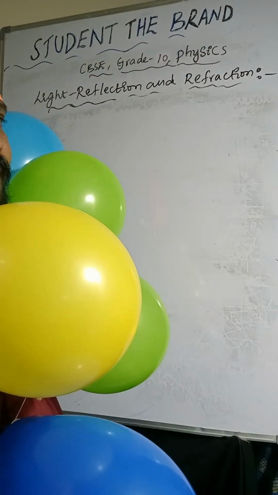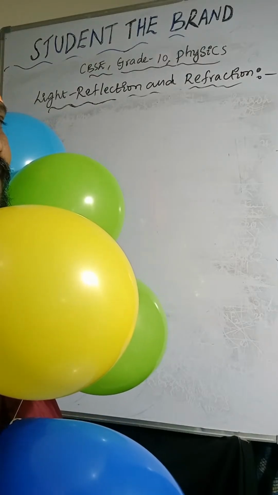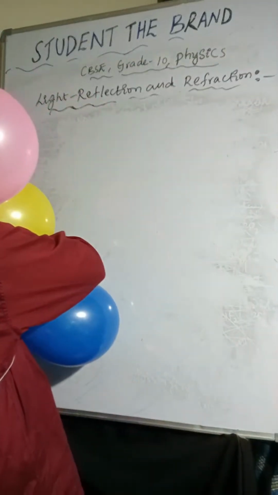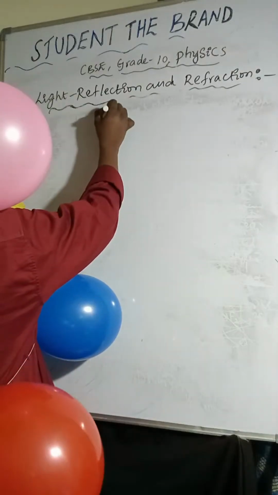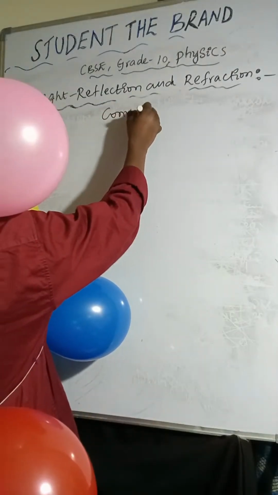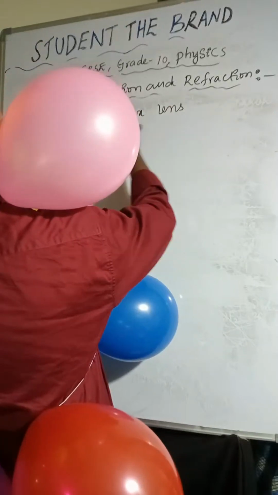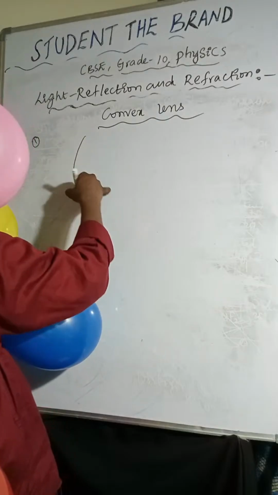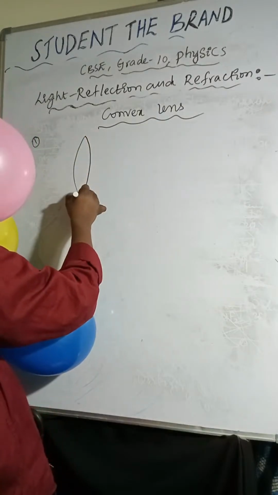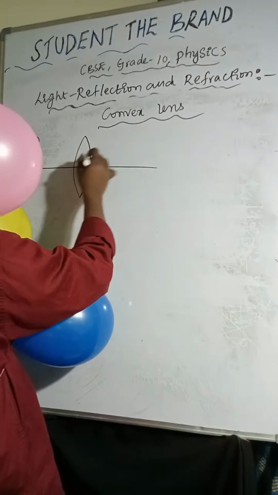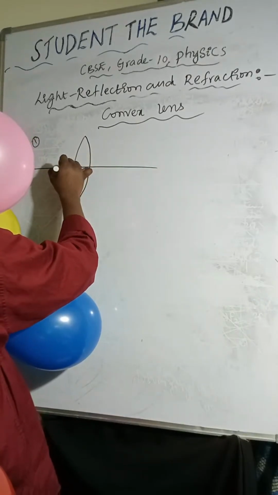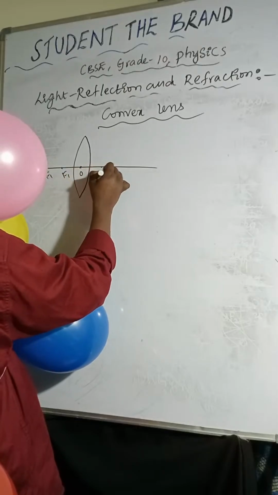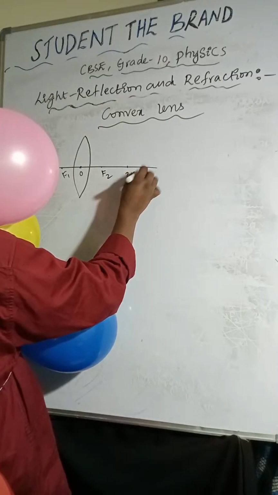Okay, so I will explain about image formations by convex lens. Image formations by convex lens. Convex lens. Optic center, F1, 2F1, F2, 2F2.